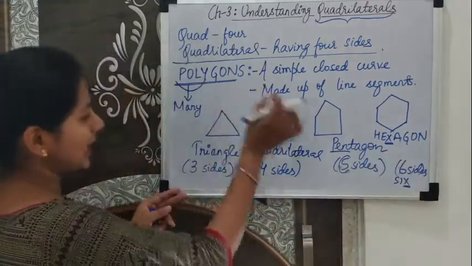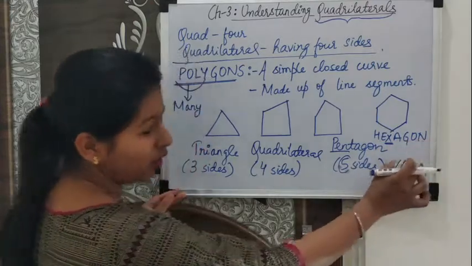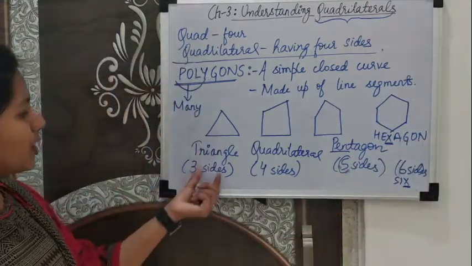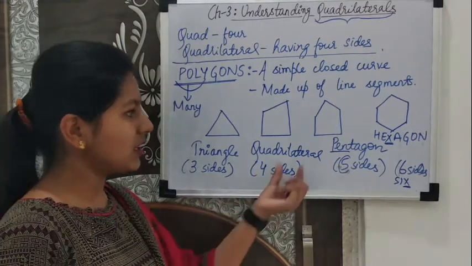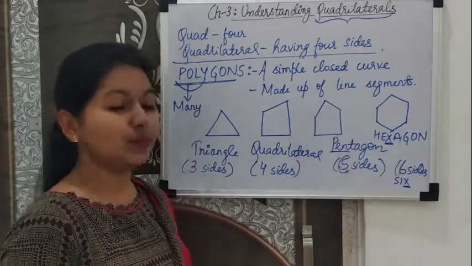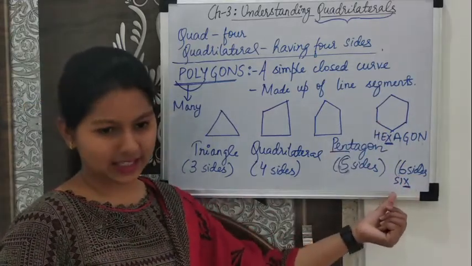Fine. And at the end now you will say see pentagon, hexagon, fine. So triangle is a polygon with three sides, quadrilateral is a polygon with four sides, pentagon is a polygon with five sides, hexagon is a polygon with six sides.